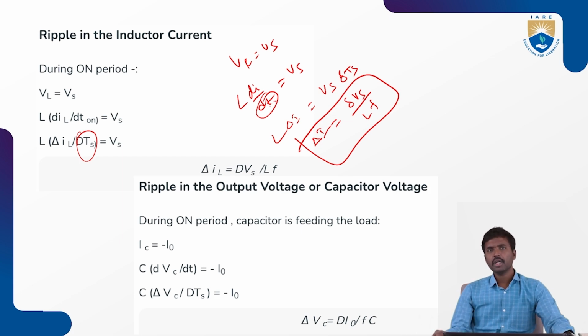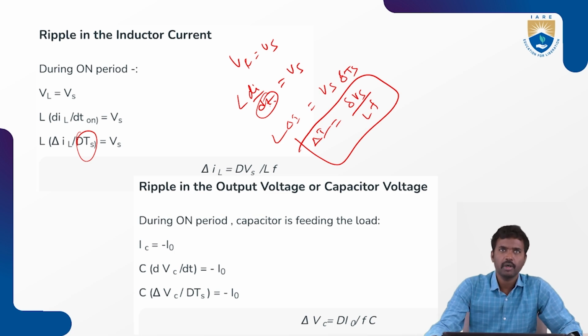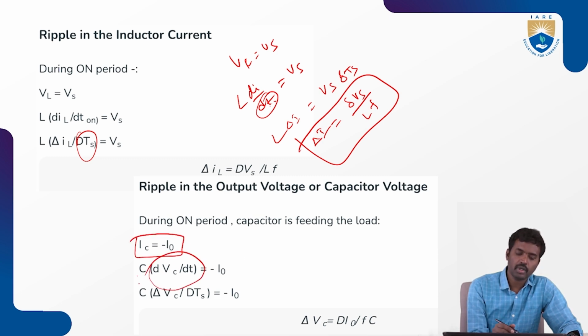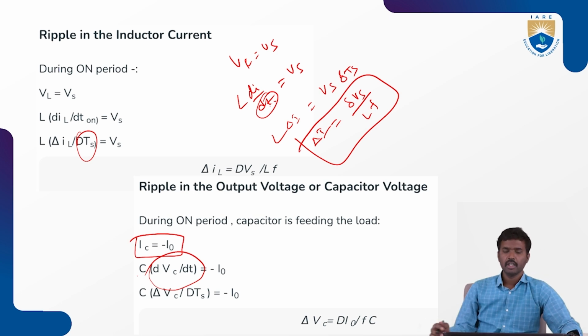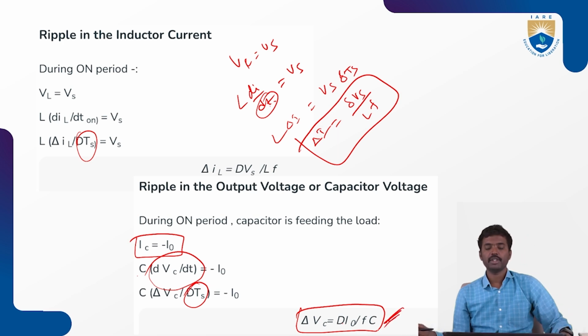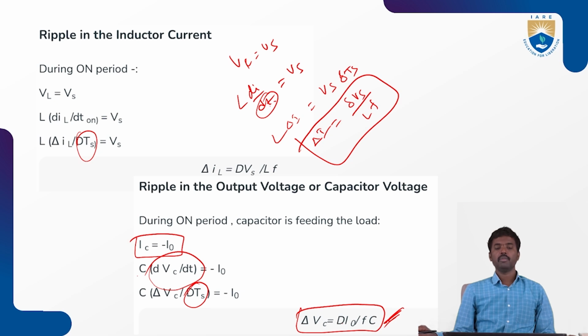And now here, what about the ripple in the capacitor output voltage? IC equals minus I naught, and IC, the capacitor current, equals C dVc by dt. So C into del Vc by delta T, and this is also equal to D into I naught by f into C. So this is the formula for the ripple in the capacitor voltage.